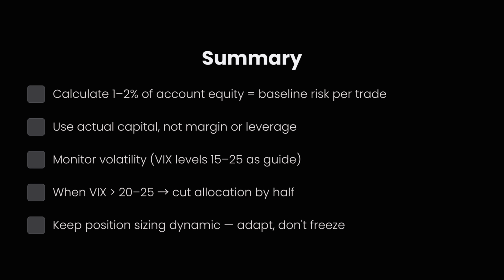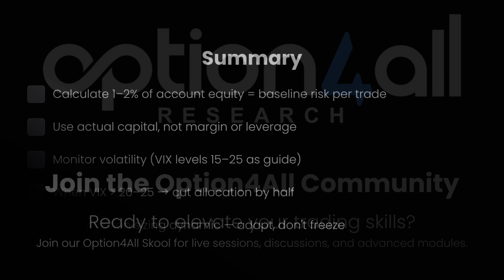To summarize, here's what you need to remember. Calculate your risk allocation as 1 to 2% of your account equity. Use this number as your baseline per trade every time. Monitor volatility and adjust downward when the VIX rises above 20 to 25. In calm markets, stay at your normal allocation. In volatile markets, tighten up. Write down your numbers and stick to them. This discipline is what separates winners from blown accounts.